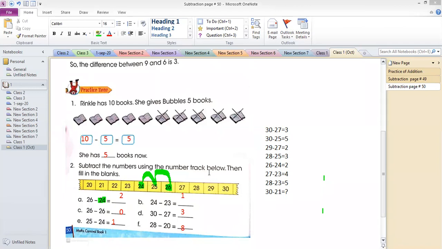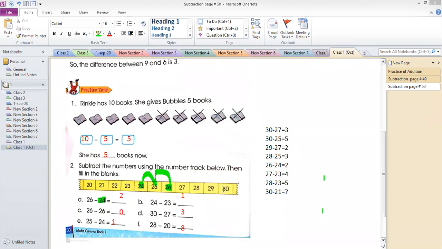1, 2, 3, 4, 5, 6, 7, 8, 9. So what is the answer? How many steps did you go back to reach 21? 9. Don't take help from your parents. You have to answer by yourself.